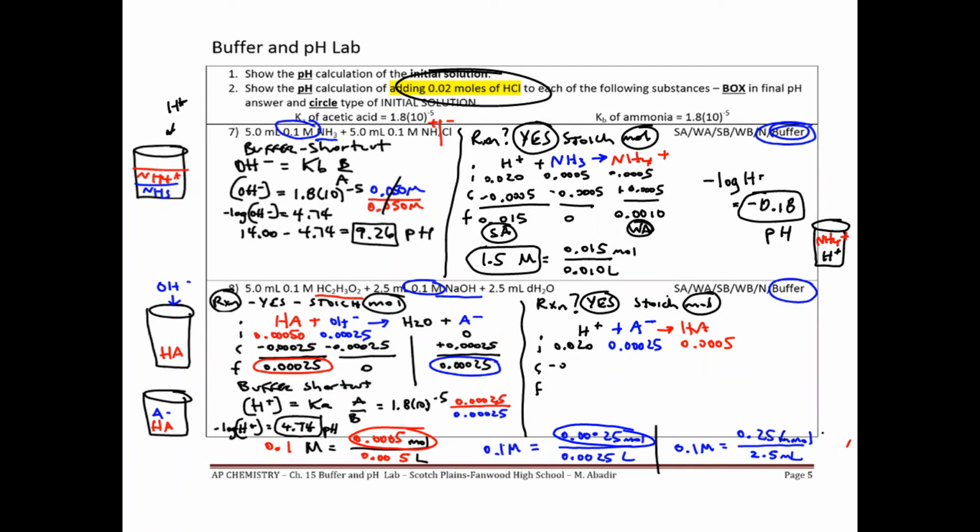So we're going to subtract the 0.00025 minus 0.00025 plus 0.00025. So when this is all done, you're going to have 0.003, and this one is going to be gone. And 0.02 minus 0.00025 is going to be 0.01975.